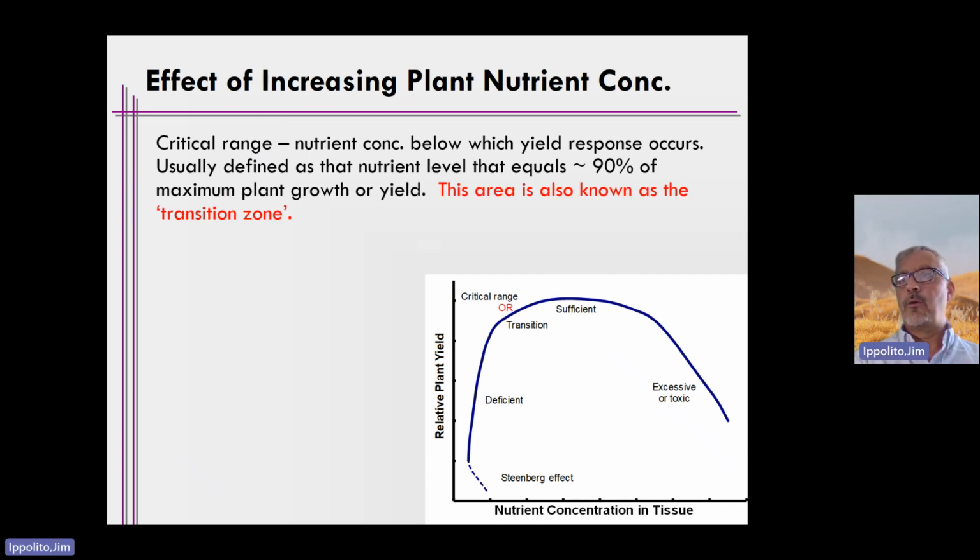Let's talk about the critical range. The critical range is the nutrient concentration below which yield response occurs, right? So at the inflection point on this curve where my arrow is, below this point, you're going to see a yield response. Above this point, you may or may not see a yield response, but the inflection point here usually equates to about 90% of maximum plant growth or yield. And from this inflection point over to where the line flatlines essentially is also known as the transition zone.